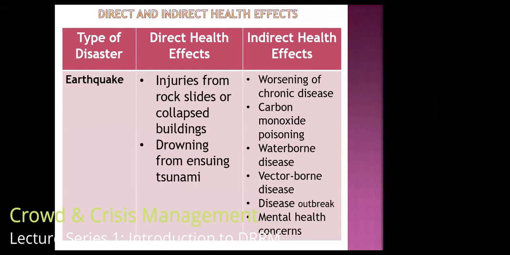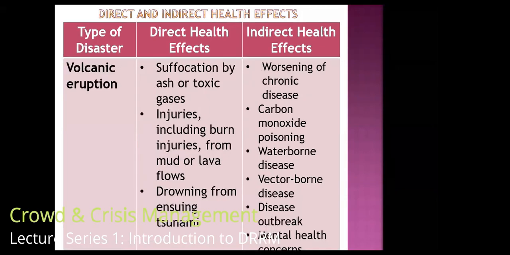Another type of disaster is the earthquake. So, injuries from rock slides or collapsed buildings, and drowning from an ensuing tsunami. Indirect health effects are almost the same as with the flood, from worsening of chronic disease up to mental health concerns. The next one is the volcanic eruption. So, suffocation from ash or toxic gases, injuries including burns, injuries from mud or lava flows, and drowning from an ensuing tsunami. The indirect health effects are the same as with the other types of disaster.